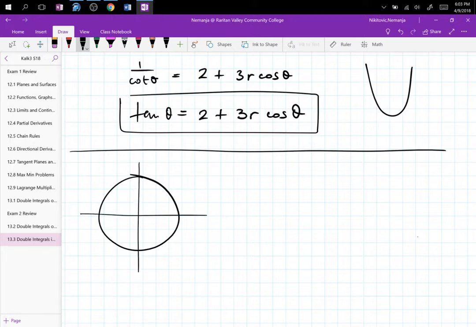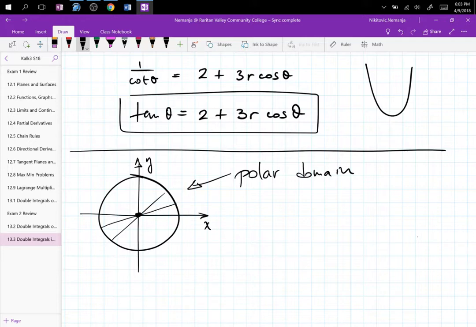Sure, we still have x and y axes because we need to provide the origin in the middle. But we no longer care about the x and y coordinates and the way to get to them. What we care about is the length of the radius r and how much we have to swing that away from the x-axis. So our polar domain is actually partitioned through these angles.